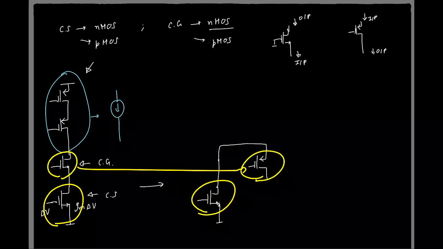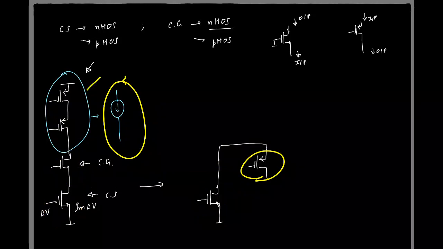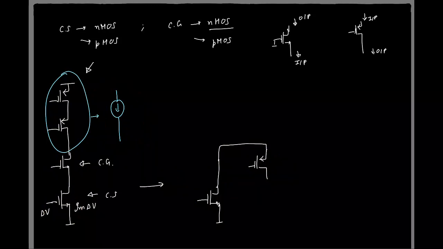Now at the load side I need to have a current source which I want to realize using another cascode structure, right? So here what kind of a cascode do you think I should use? I mean, using an NMOS or using a PMOS?